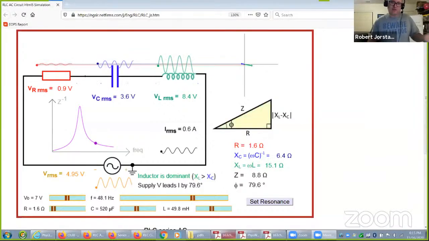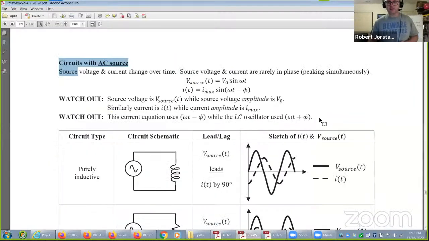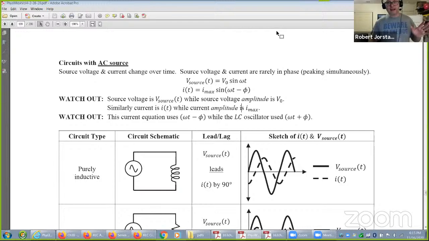So let me go to something a little bit less intense. And then when we come back to this, you'll be like, oh yeah, I got all that. Here is what we're going to try to do. There's a couple of watch outs here. I followed a physics textbook, and most physics textbooks use omega t plus a phase angle for the LC oscillator, and they use omega t minus phi, but not every book. If you use another book, you better watch carefully.